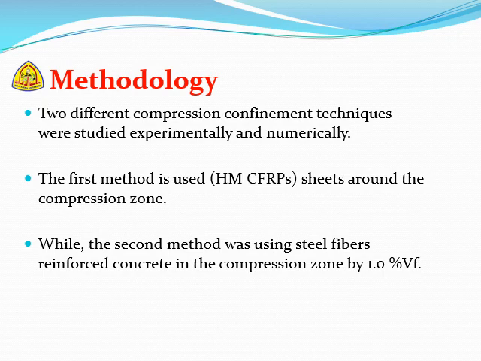The first method used high modulus carbon fiber reinforced polymer sheets around the compression zone. And the second method was using steel fiber reinforced concrete in the compression zone by 1% volume fraction.